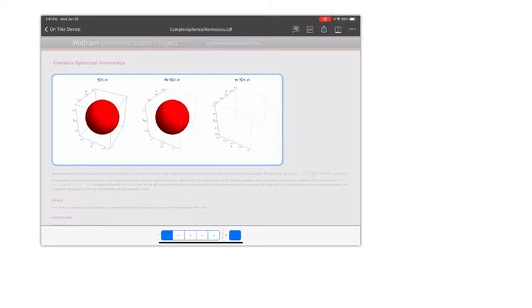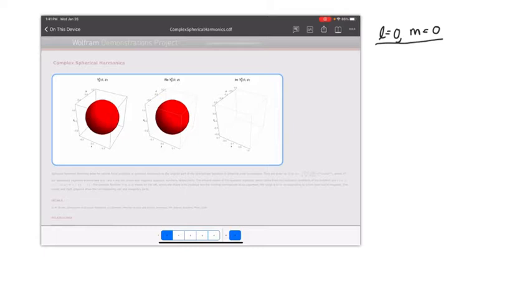So if I start with the simplest spherical harmonic, where L is equal to 0 and m is equal to 0, I have something that just looks like a sphere. And in fact, there is no imaginary part to this wave function. It is a real wave function, so the real part of the spherical harmonic is equal to that spherical harmonic function.